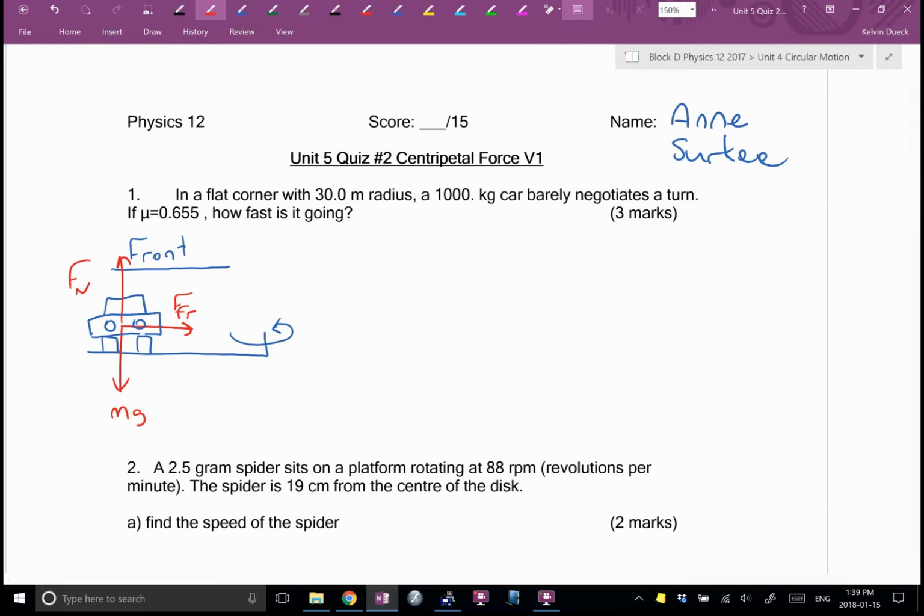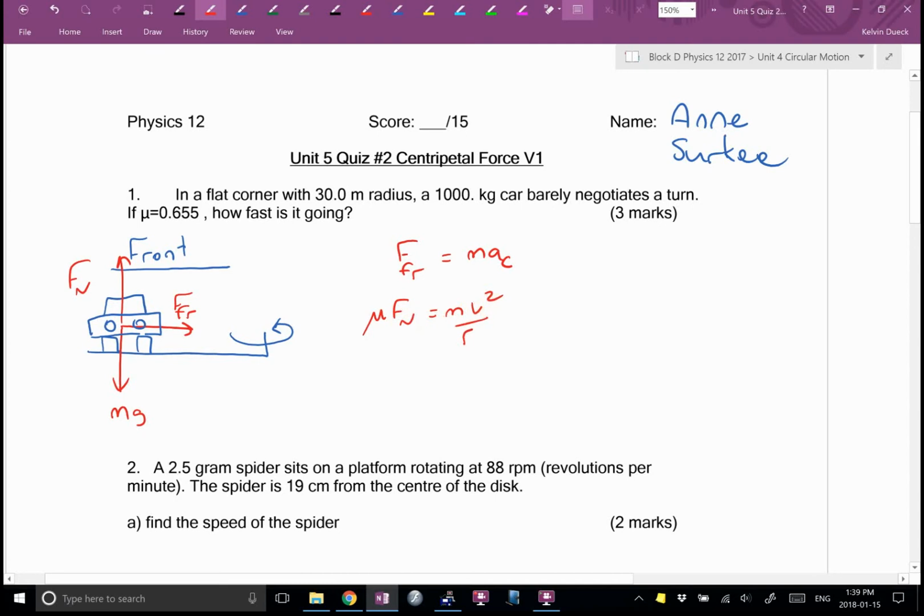What doesn't appear on the free body diagram ever? FC. That's going to be a big temptation for some of you. There will be a question on your test where I do ask you to draw a free body diagram. Don't put FC on your free body diagram, please. As an equation, friction is what's pushing me in a circle: mu times the normal force equals mv squared over r.